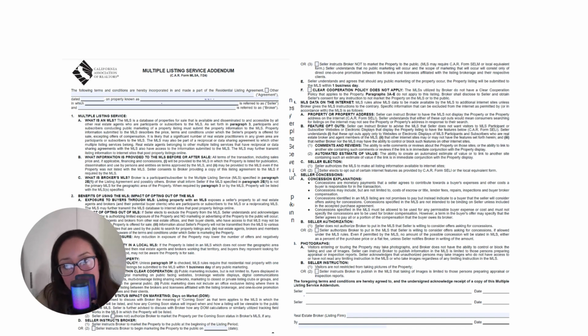And then again in paragraph 6, we're kind of going back to that whole photography and videos and things. It by default is saying that visitors are not restricted from taking pictures of the property. So if the seller does want to have that restriction, 6B2 needs to be checked. That is all that I'm going to go over on the MLSA.